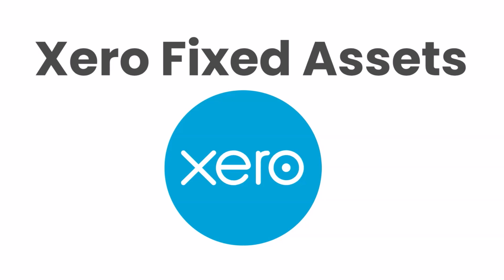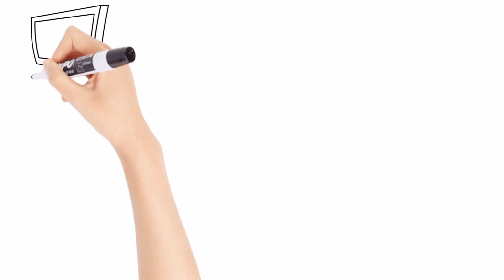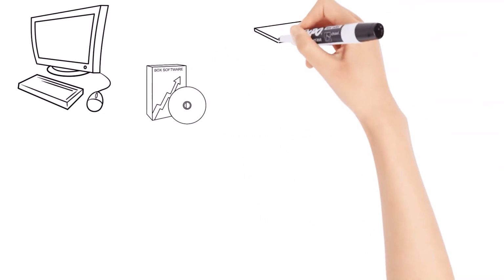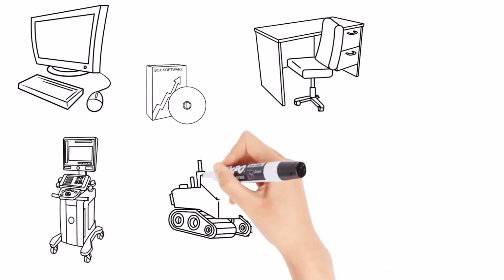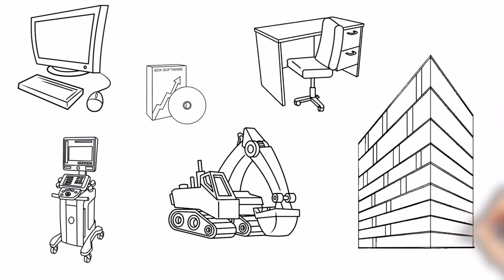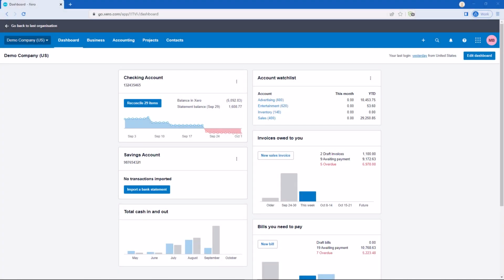Fixed assets, also commonly referred to as capital assets, are expenditures that provide value to a company for an extended period of time. These are typically larger dollar value items such as computer hardware and software, furniture and fixtures, equipment, machinery, buildings, and more. So let's jump right in.